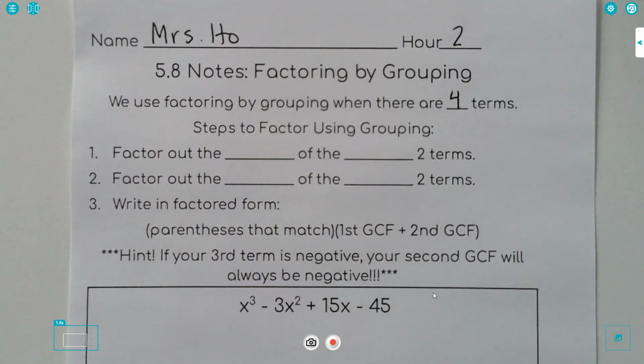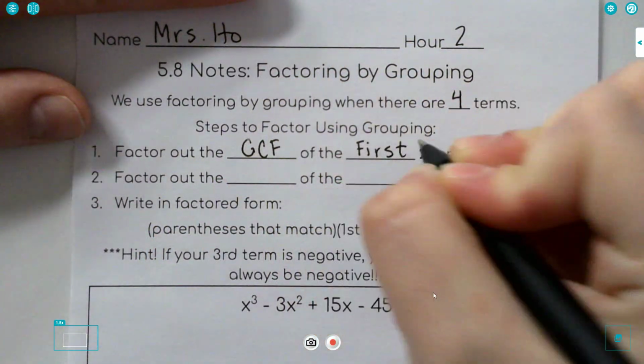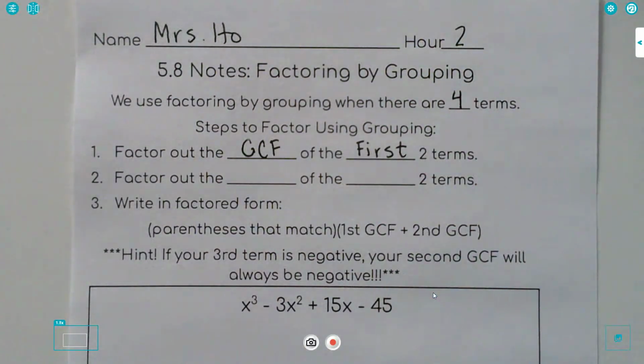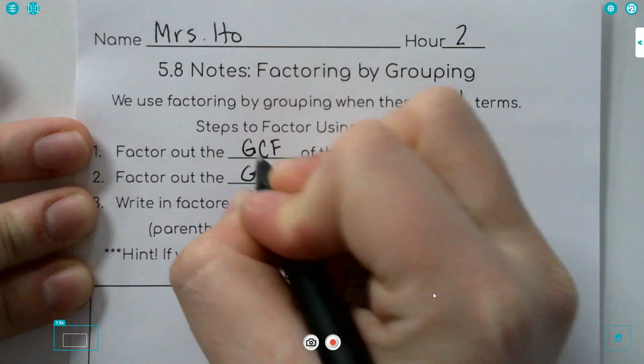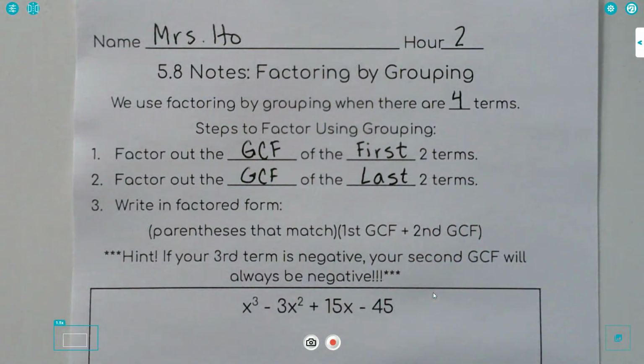The steps of factoring by grouping are to factor the GCF out of the first 2 terms, and then, crazy, factor the GCF out of the last 2 terms. It is called grouping because you do your GCFs in 2 groups. We will talk about step 3 and the magic of factoring by grouping in a second. Right now, let's do that on our first example.